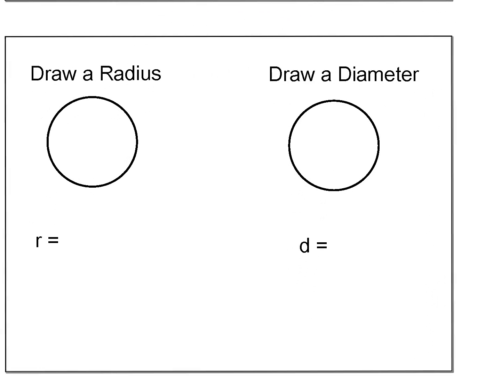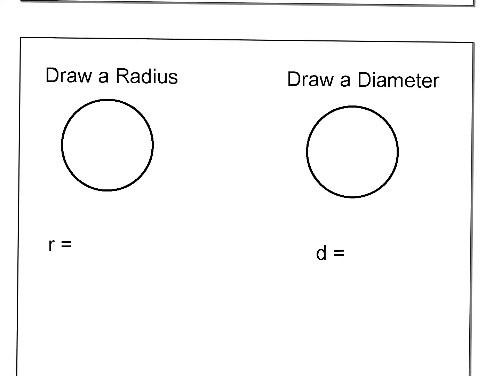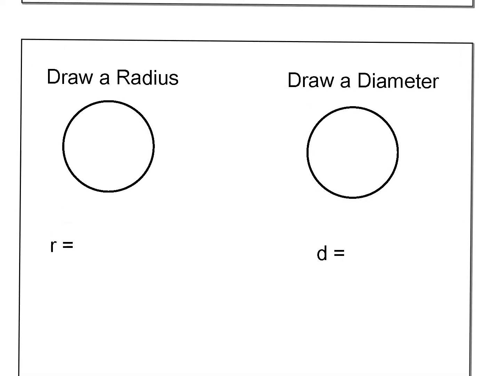So the first thing I'm going to have you do right here is to draw a radius and draw a diameter. Let's just review what those parts of your circle are. So if you remember, and maybe you don't, and that's okay too, a radius is going to go from the center of a circle to one edge of a circle. Okay, so that's your radius.